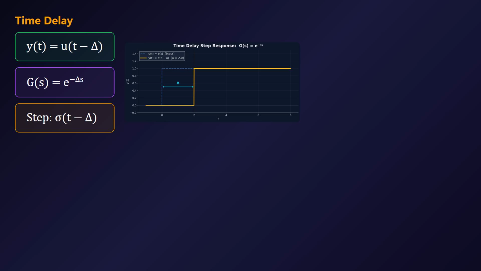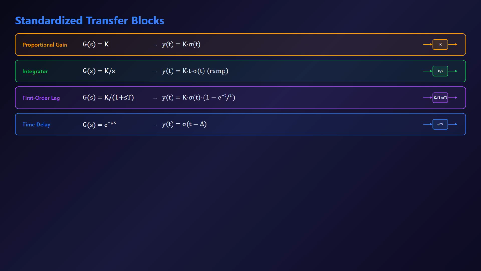The time delay is a special transfer block. The output equals the input shifted by delta time units, so y of t equals u of t minus delta. The transfer function is g of s equals e to the minus delta s. Applying a step input, the step response is simply a delayed step that jumps from 0 to 1 at time t equals delta.